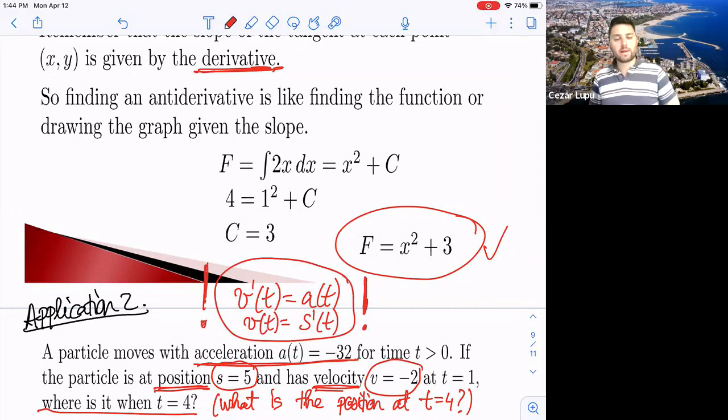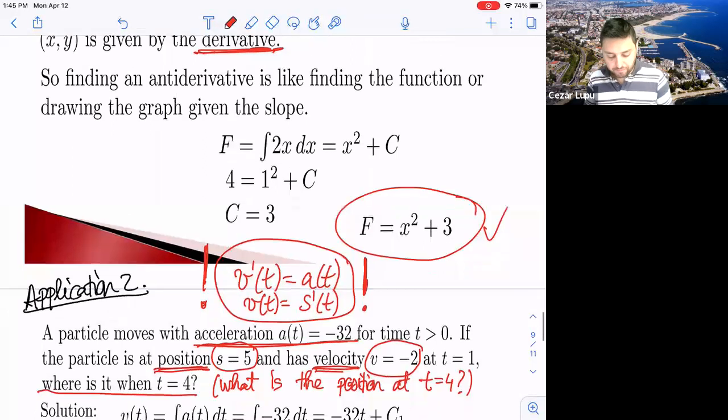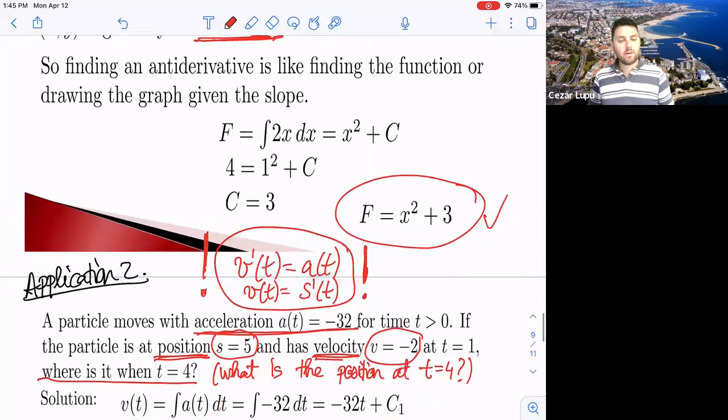So now I know the acceleration. Maybe I should find out the velocity. Well, no problem, I can do that. Look at this here. Since the derivative of the velocity is the acceleration, then the antiderivative of the acceleration is nothing else than just the velocity, right?